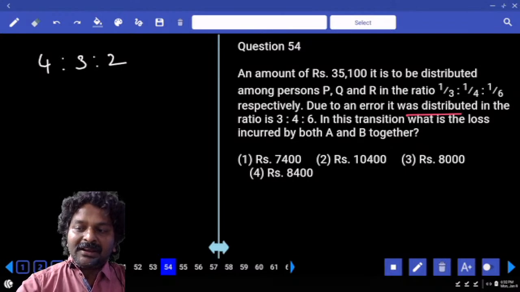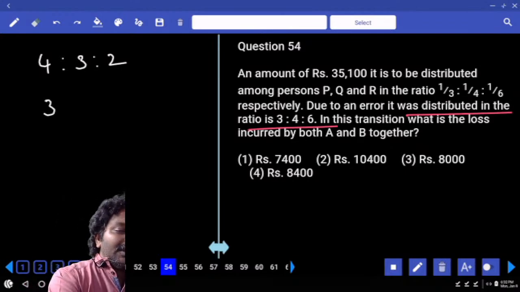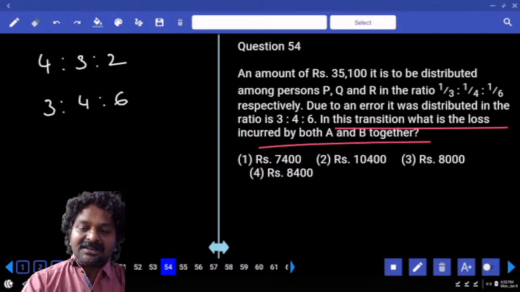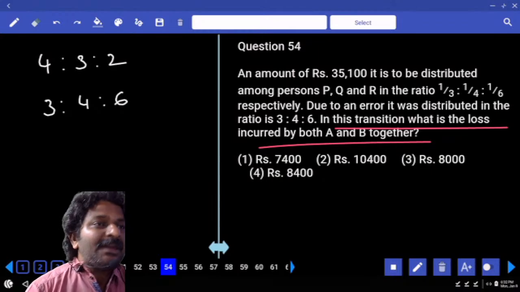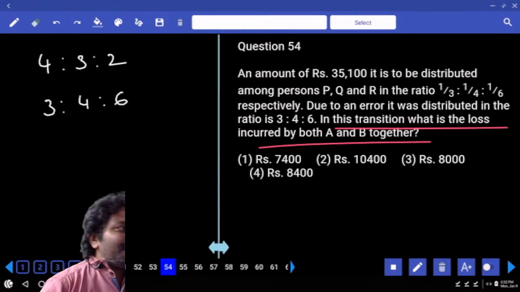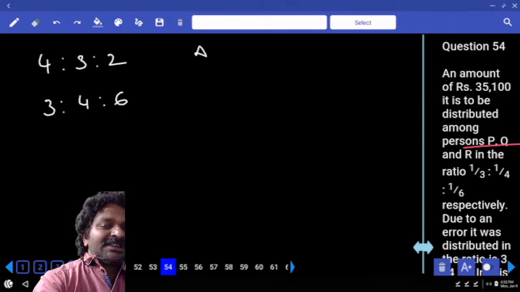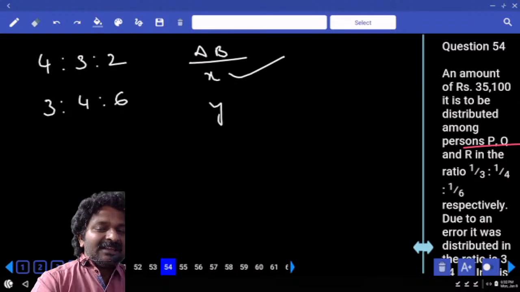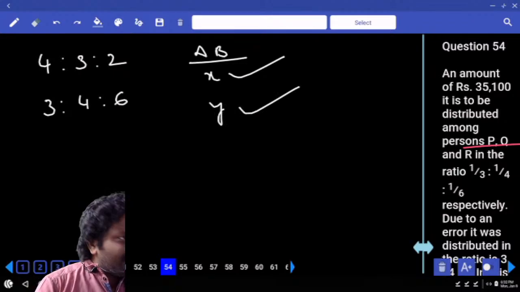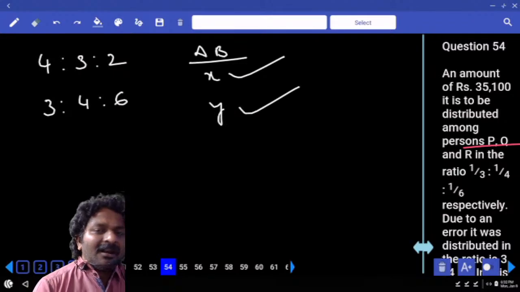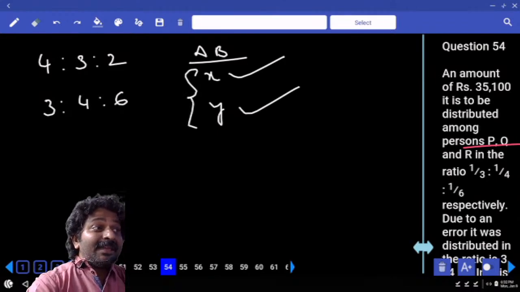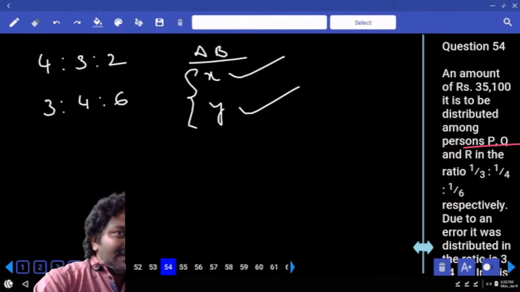Due to an error, it was distributed in the ratio 3:4:6. In this transaction, what is the loss incurred by both A and B together? Loss incurred by AB together in the sense, in the first case, A and B both together will get some money. In the second case, they will get some other money. Whether you are asked to calculate profit or loss, that means you are asked to calculate the difference between the amount received by AB together in the first case and the second case only.